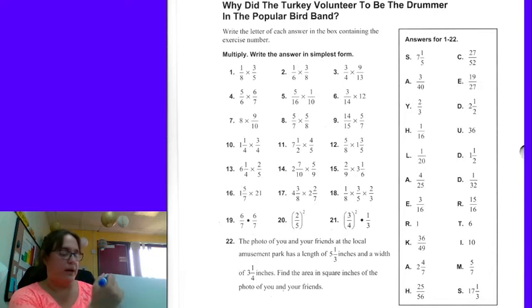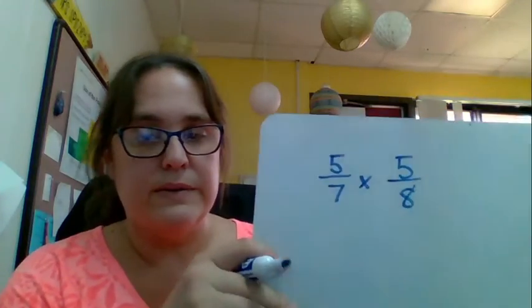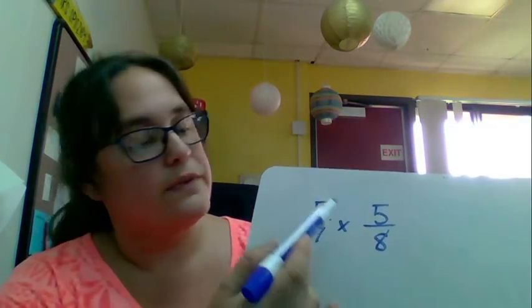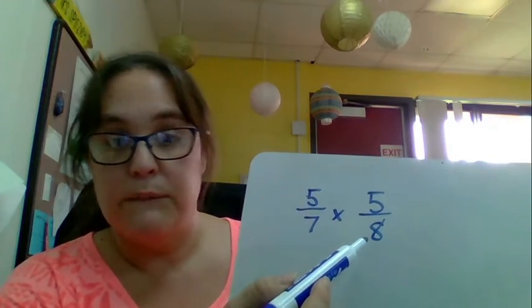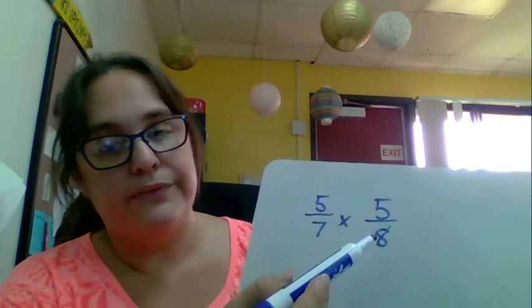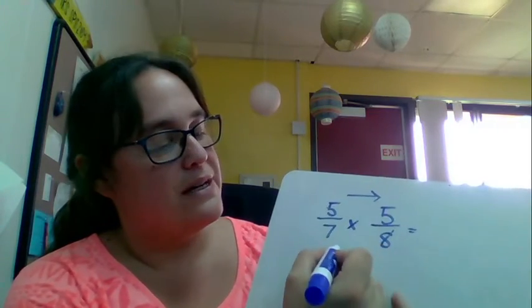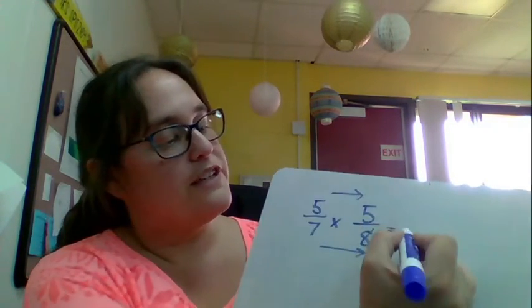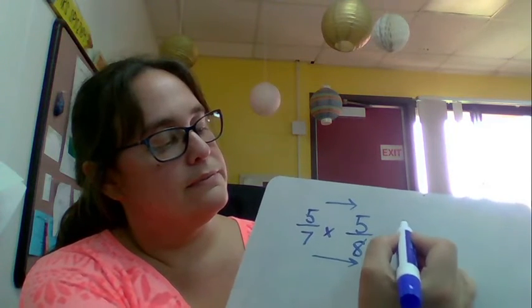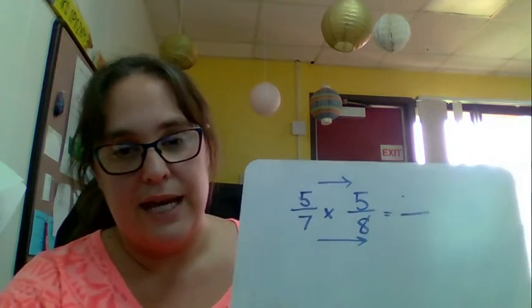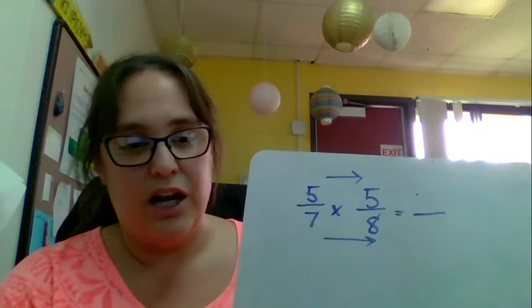Okay, I believe we're on number 8. We're back to just fractions again. You've got 5/7 times 5/8. Let's see if we can do any cross reducing. 5 and 8. If you follow your 5 across, will you ever hit 8? Nope. Are they both even numbers? Nope. What about here? No. There's no cross reducing here. So you're going to just multiply straight across the top, straight across the bottom. 5 times 5 is, and 7 times 8. Find that and come on back.